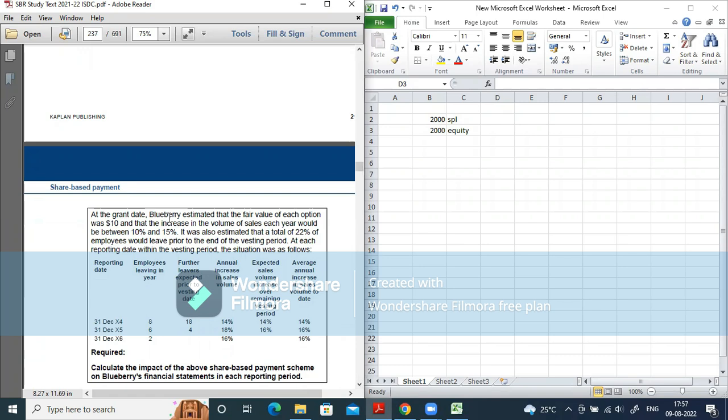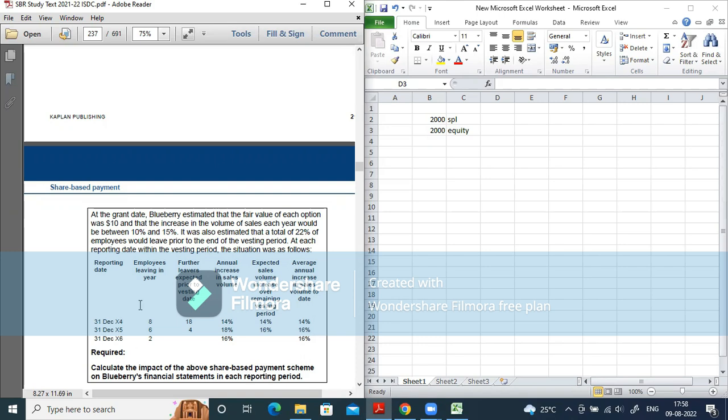They also mentioned, and this is a very important point, that at the grant date Blueberry estimated that the fair value of each option was $10, and that the increase in the volume of sales each year would be between 10 to 15%. On average, it will be 10 to 15. It was also estimated that a total of 22% of the employees could leave prior to the year end of the vesting period. Now, at each reporting date within the vesting period, the situation is as follows.